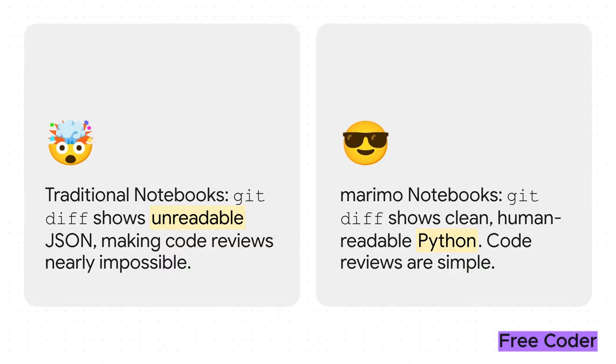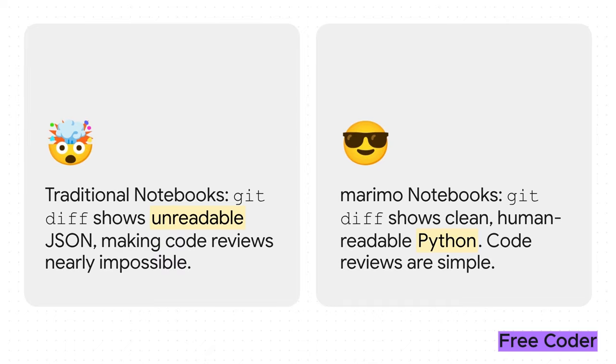If you have ever tried to use Git for version control on a regular notebook, you know the absolute nightmare on the left side of this slide. That Git diff, it's just a wall of unreadable JSON. You have no idea what line of code actually changed. It's a disaster for code reviews.